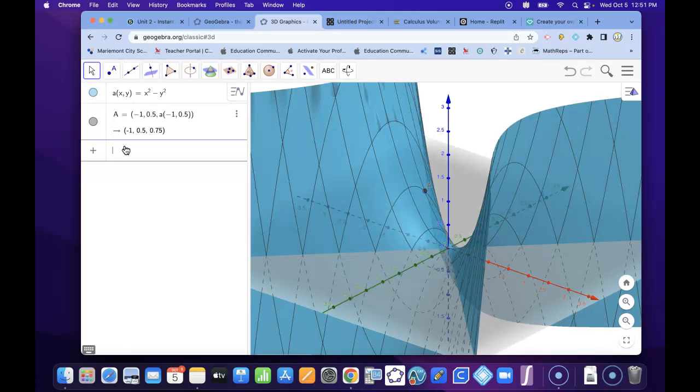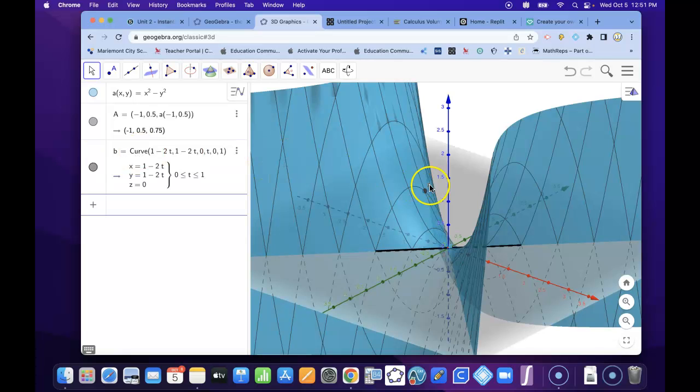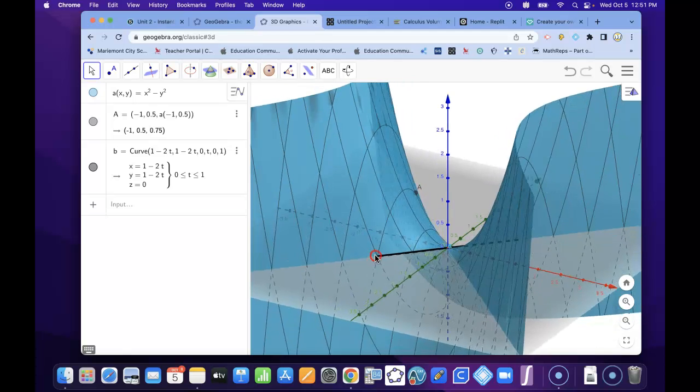A line from 1, 1 to negative 1, negative 1. So that would be called a curve command, and it works the same way. I would go 1 minus 2t, comma, 1 minus 2t, comma, 0, and t will go from 0 to 1. So there's that segment that is actually entirely on the curve.